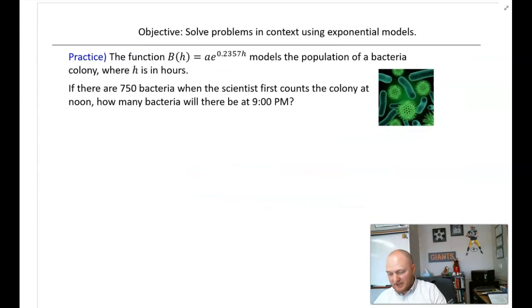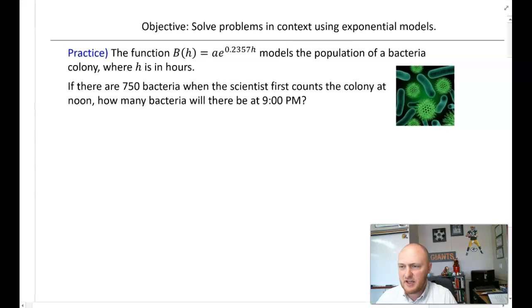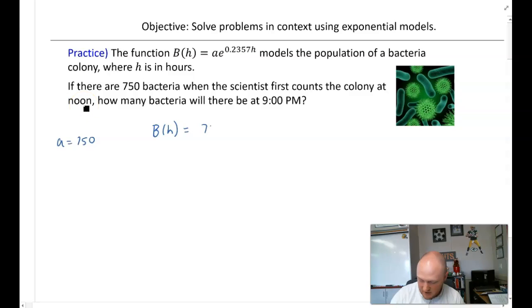Okay, here is a practice problem. Please pause the video. They're going to talk to you about the population of a bacteria colony. Okay, hopefully you went ahead and paused the video and gave this one a go. Just a couple of notes if you did get stuck. Here the function, they define b of h as a times e, same idea again, just from our last lesson. A is an initial value. They tell us there are 750 bacteria when the scientists first count the colony at noon, so there's your A value. A is 750.